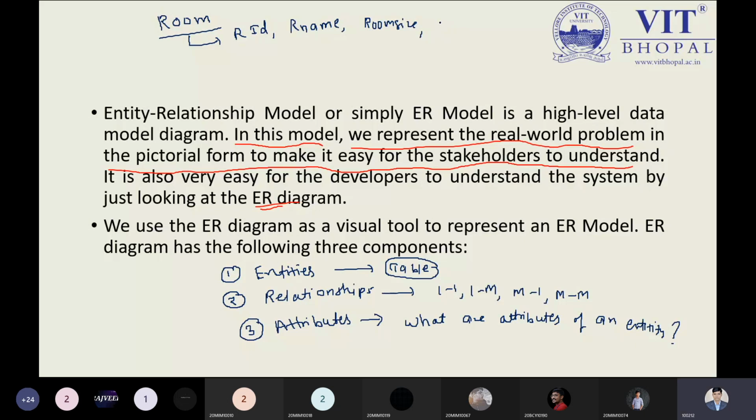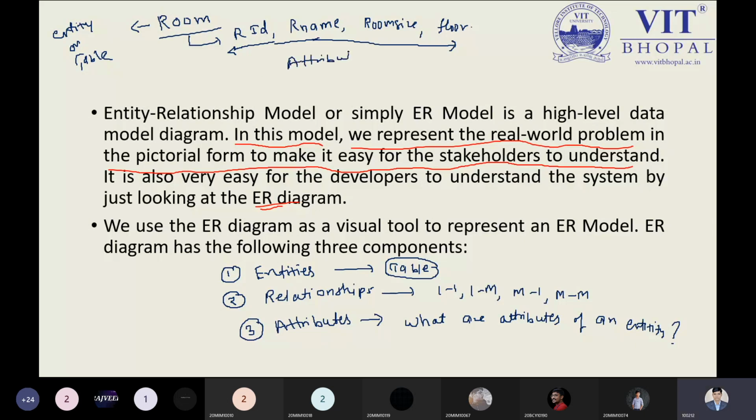A room can also be represented by which floor it is on. So on which floor we have this room. All these are the attributes. This can be identified as an entity or table, while all these can be recognized as attributes.